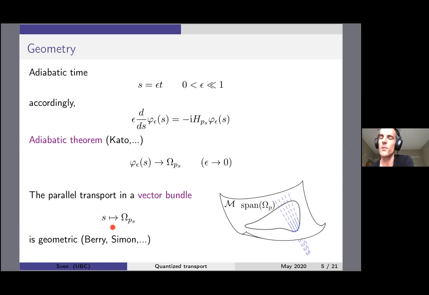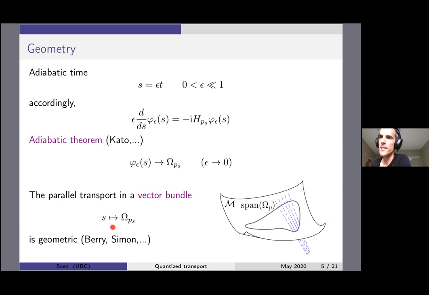So the full Schrödinger dynamics has become completely geometric. And I think the first people to realize this, at least formally, were Michael Barry and Barry Simon a little bit later on. In fact, just at the same time. Okay, so in the limit epsilon goes to zero, Schrödinger's equation really just becomes a parallel transport along these fibers here of these ground state spaces.